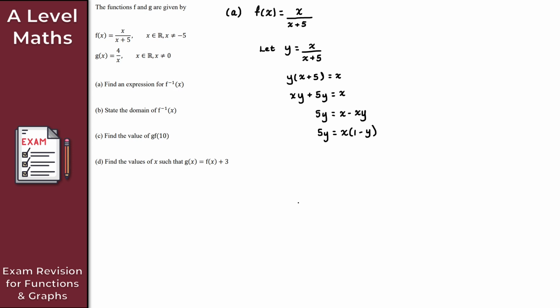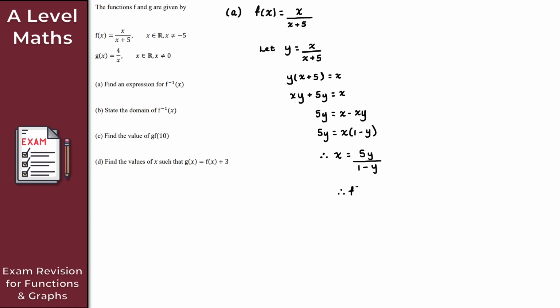Okay? So we're pretty much there. All we need to do now is just divide through by 1 minus y, right? And at that point, we have rearranged and made x the subject. So therefore, x is equal to 5y all over 1 minus y. Okay? And then to finish with, what we wanted to do was find an expression for the inverse of f of x, so that's f to the minus 1 of x. So what we do then is we replace x here with f inverse of x.